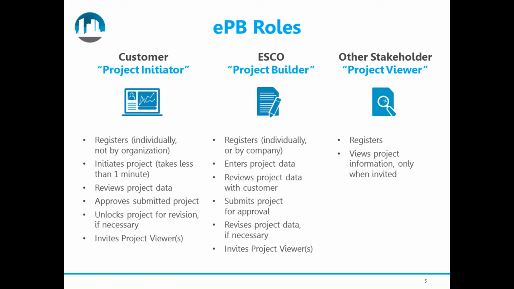So the project initiator role is all about initiating and approving the project. Both the project initiator and project builder need to have accounts in eProject Builder before a project is initiated. But basically, once a project has an ESCO selected, that's when you can initiate it in eProject Builder. So the project initiator goes into EPB, fills out a few fields, which include the name of the project, the zip code, the market segment, and then the email of whoever's going to play the project builder role. And that takes less than a minute to initiate in the system.